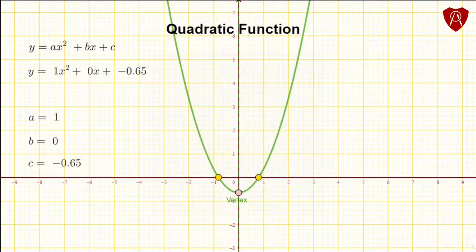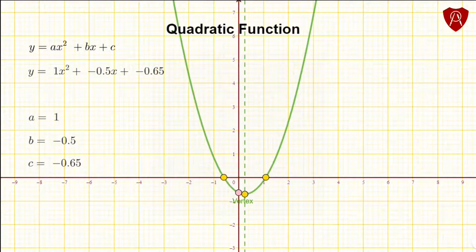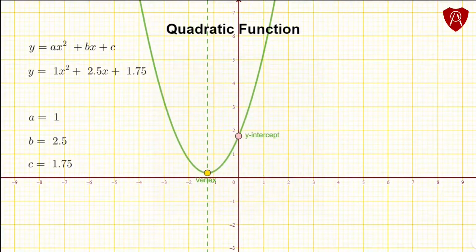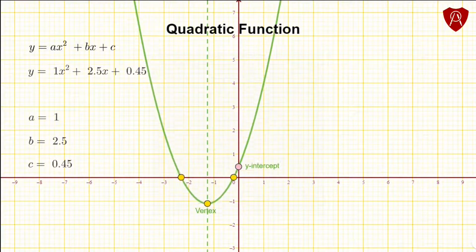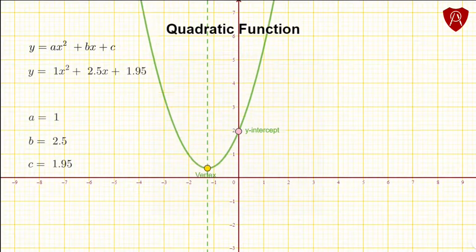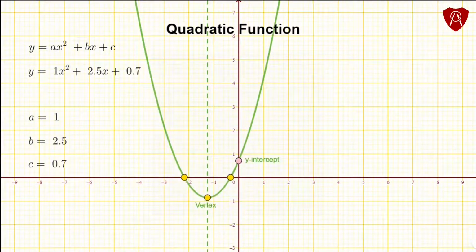The actual role of c becomes immediately clear as soon as we shift the vertex from the y-axis. Specifically, c is the y-intercept of the curve, where it crosses the y-axis.